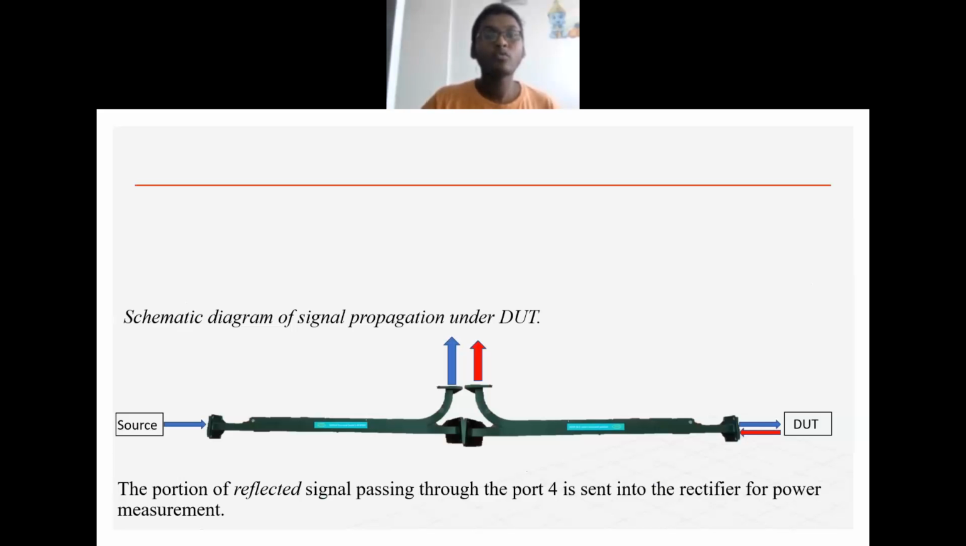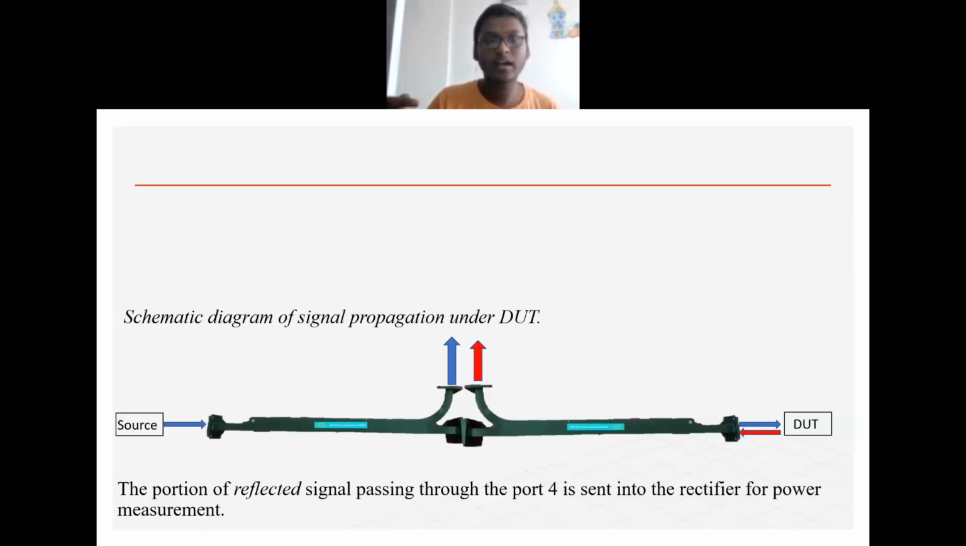Now, when this input signal is incident on the device under test, the device under test will absorb something, reflect something, and transmit something. The reflected part, which is reflected by the DUT, passes again through the same path as the incident signal. So we need another directional coupler, which we have used in series.